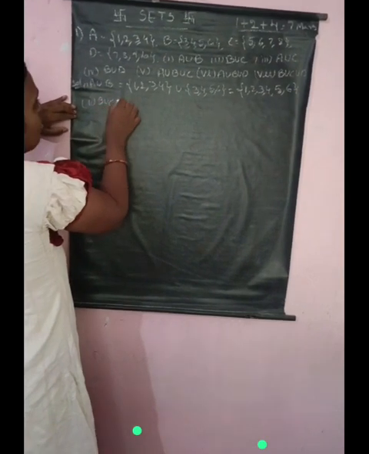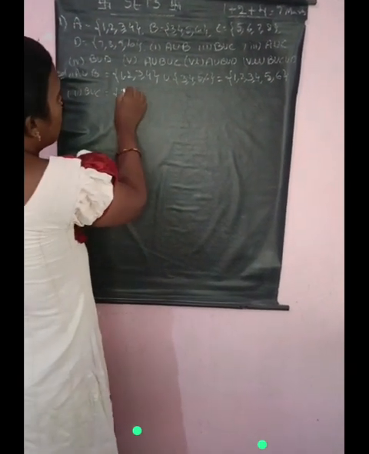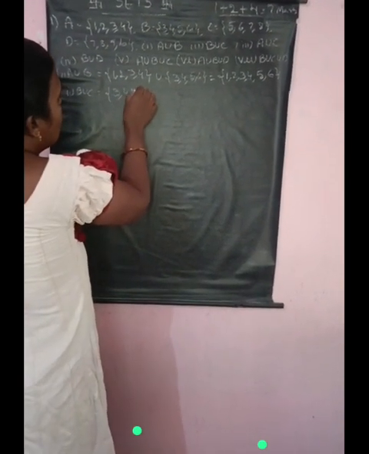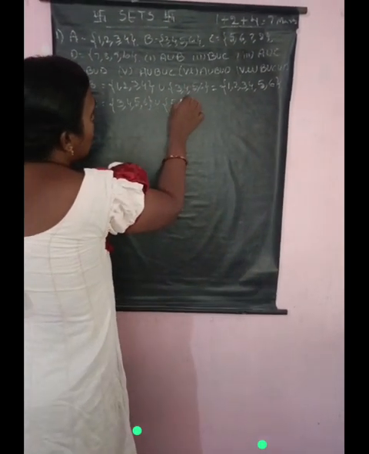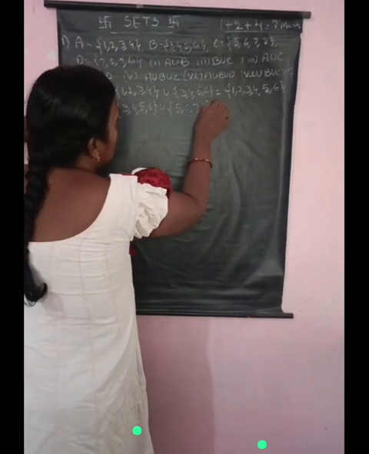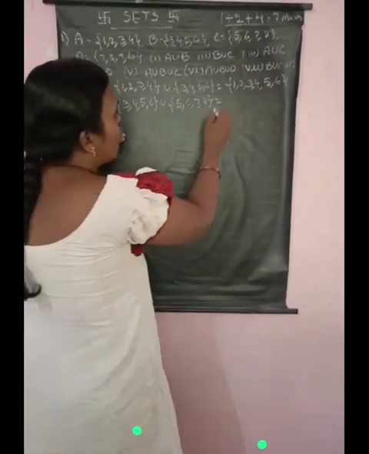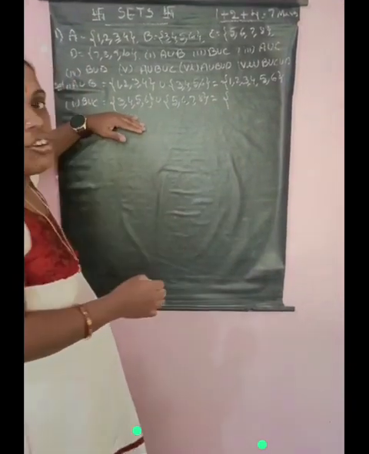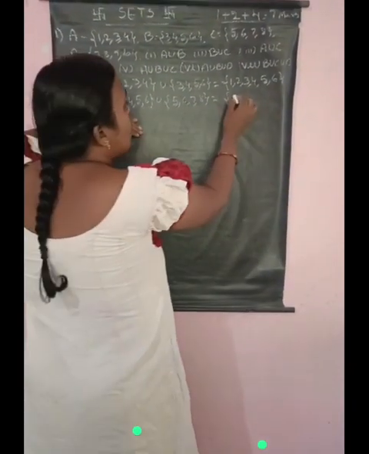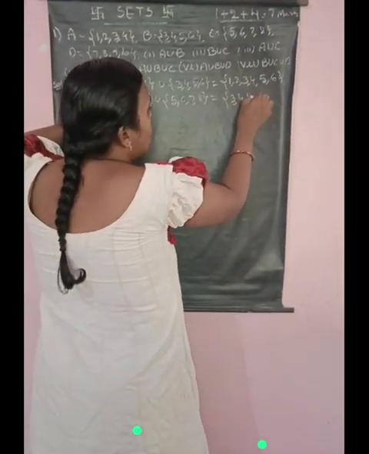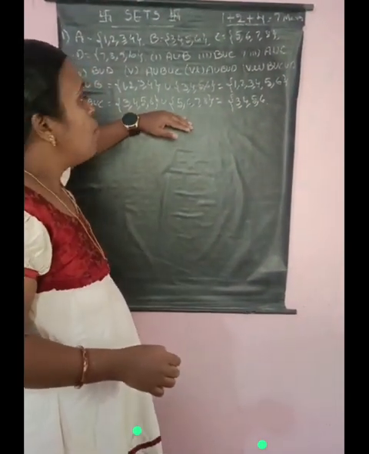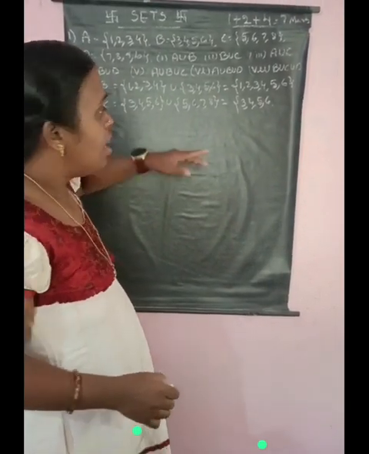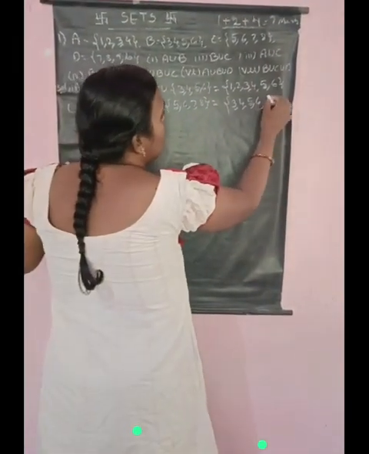Second one, B union C. B set is 3, 4, 5, 6. Union C set is 5, 6, 7, 8. Then B union C is, first we have to write B set, 3, 4, 5, 6. In C set also 5, 6 are there, but we have to write only once. Then remaining terms are 7, 8.